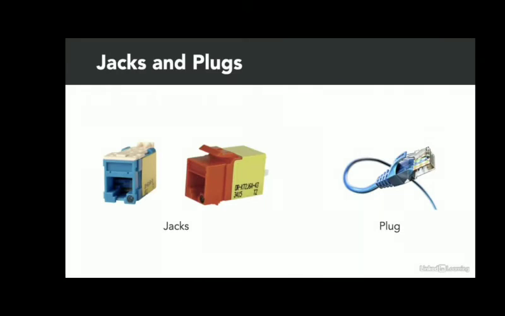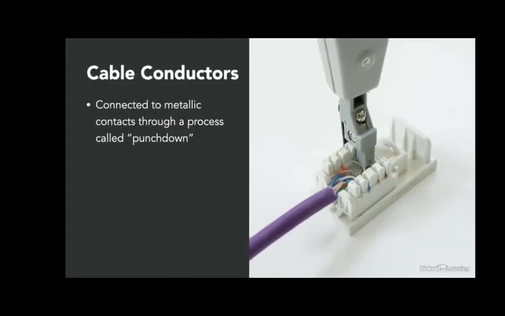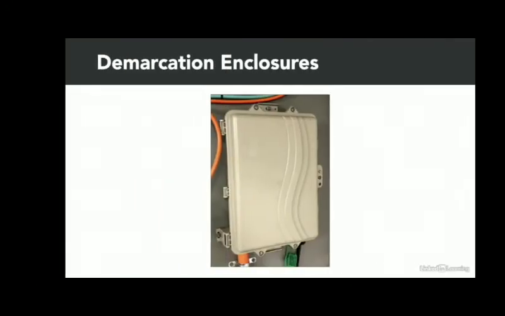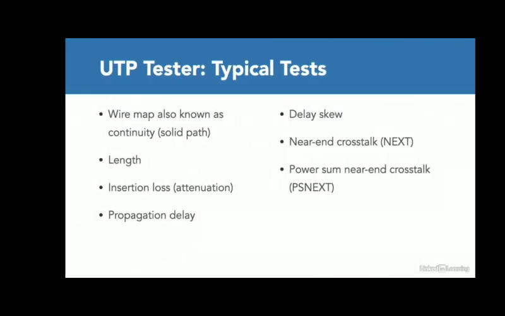Jacks and plugs. These are the kinds of terminals that you can use to connect your cable to hardware. Cable conductors are connected to metallic contacts through a process called punch down. Demarcation enclosures like patch panels.